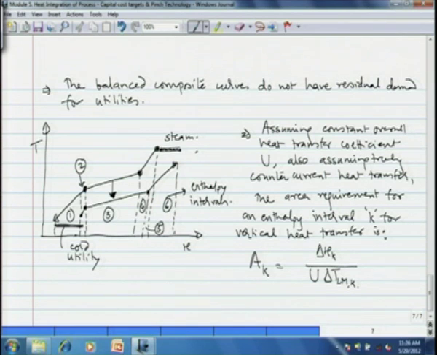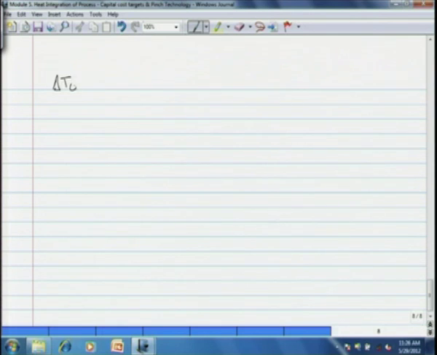Delta H k is nothing but the enthalpy change over the interval k, then delta T LM k is the log mean temperature difference for that interval, and U is the overall heat transfer coefficient.